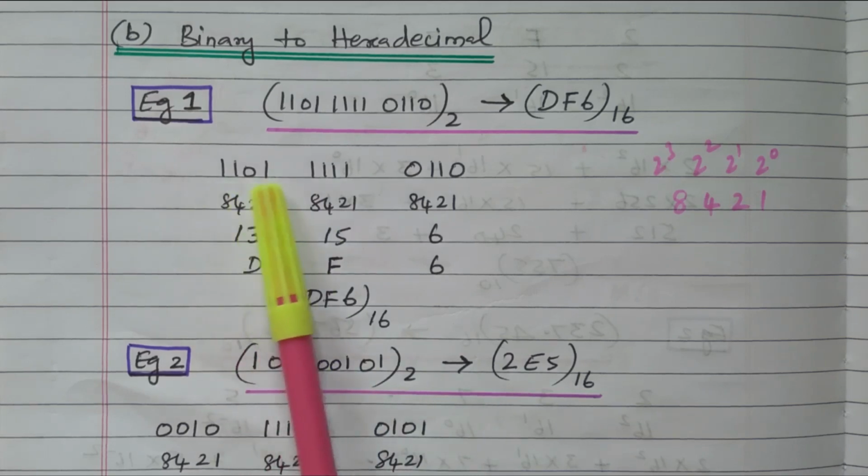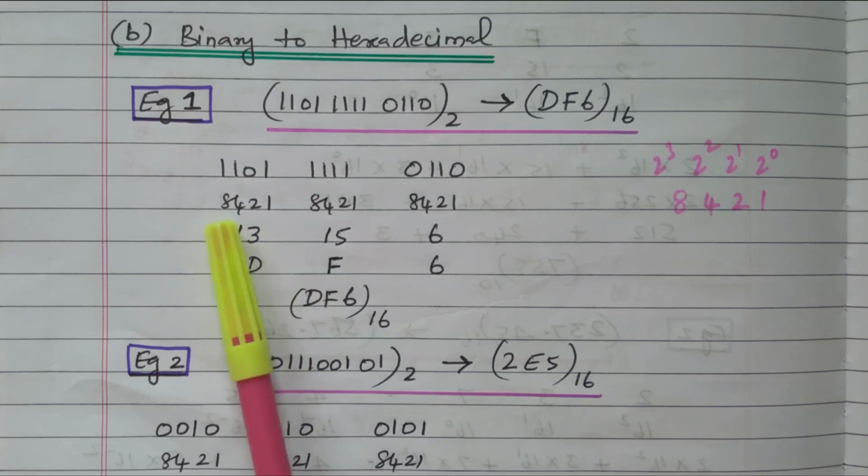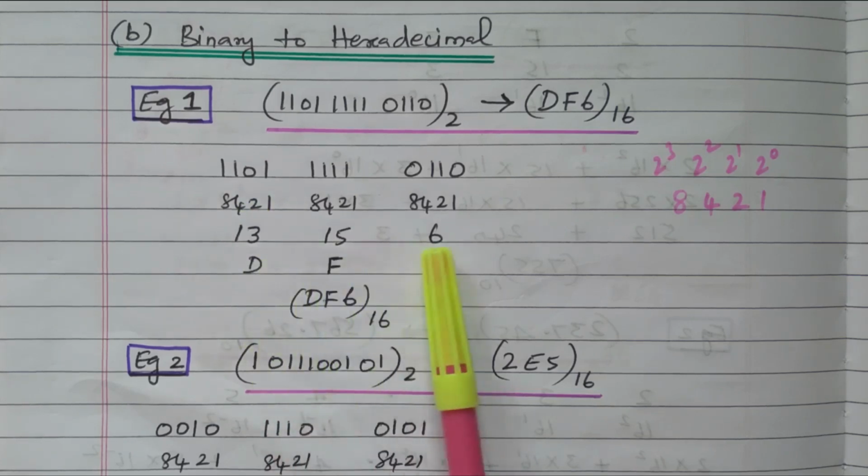Here 1101. First 2 digits available, third digit is 0, fourth digit available. So 8 plus 4, 12. This 2 is 0. So 12 plus 1, 13. So 8 plus 4 plus 1, 13. So this 2 is not added. Now we got 13, 15, 6. Right? So in this we need to convert into hexadecimal.